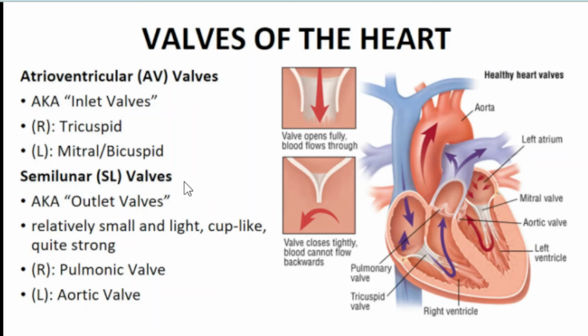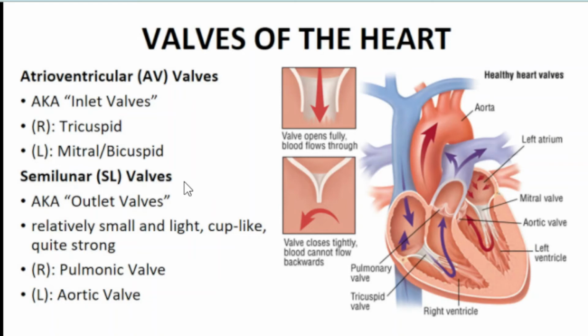So, ang ginagawa ng AV valves natin, again, they open and close to allow the passage of blood from atrium to the ventricle. And nagsasara rin sila in order to prevent blood from flowing through. That's one. And the second, in order to prevent blood from going back to the atria. Alright? So, the next type of valves are your semilunar or outlet valves.